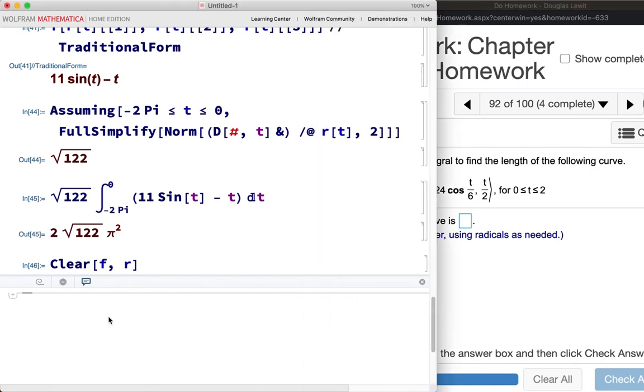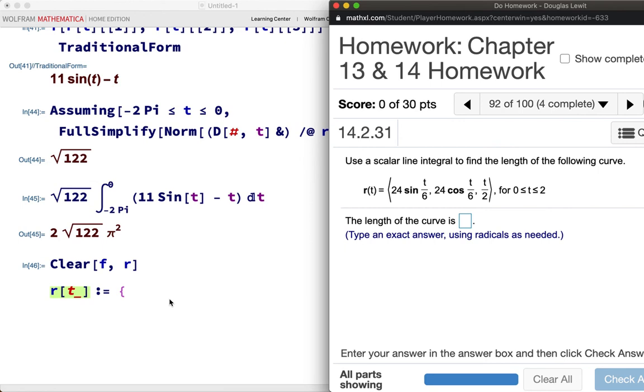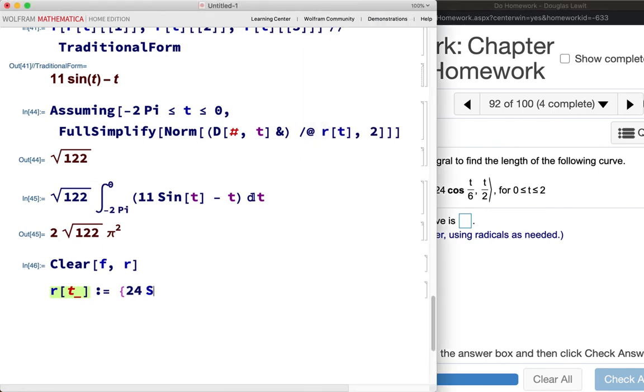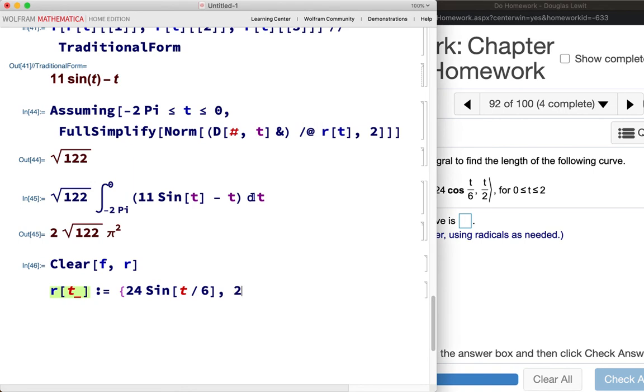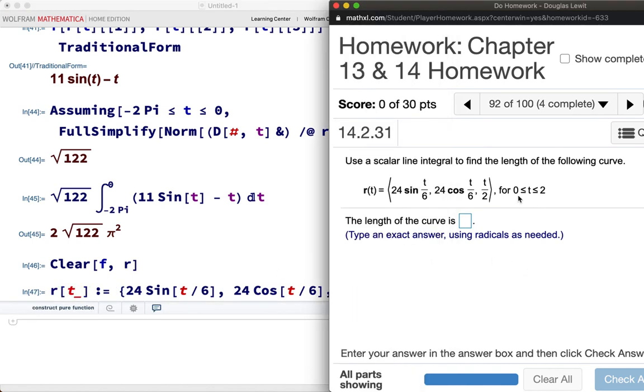So here I have r of t equal to 24 sine t over 6, 24 cosine t over 6, and t over 2. And t is defined on the interval from 0 to 2.